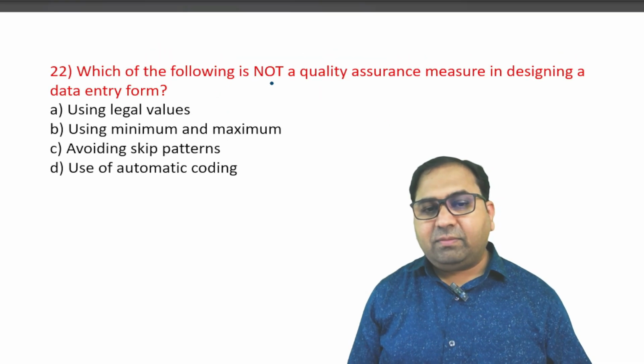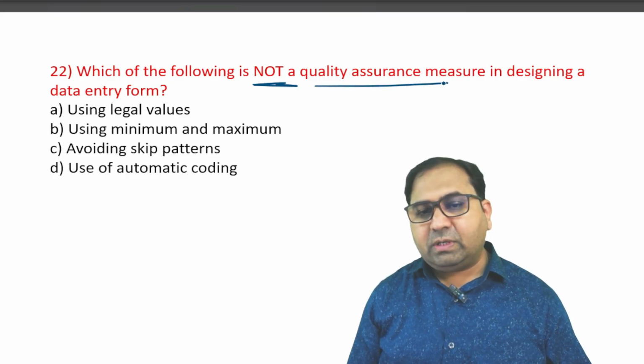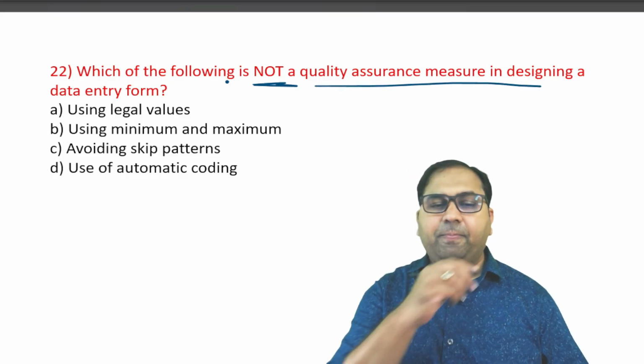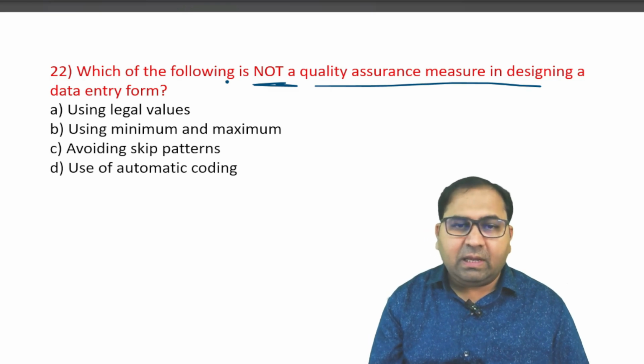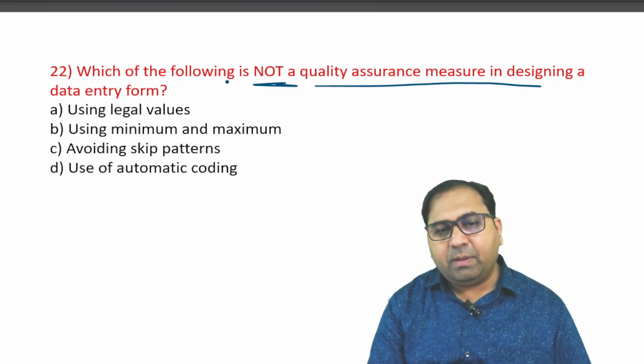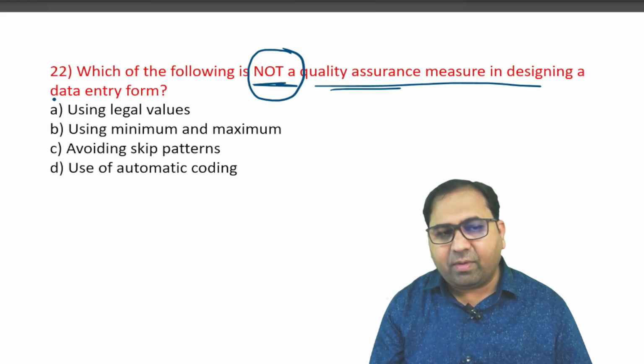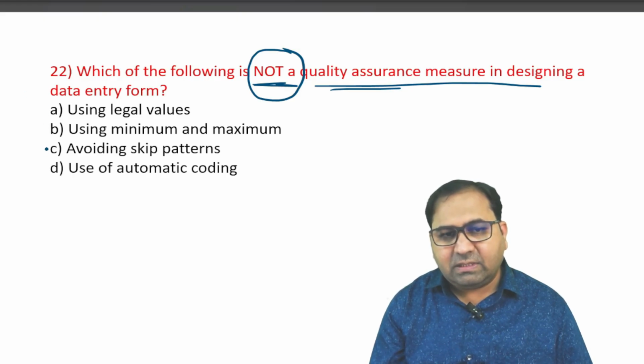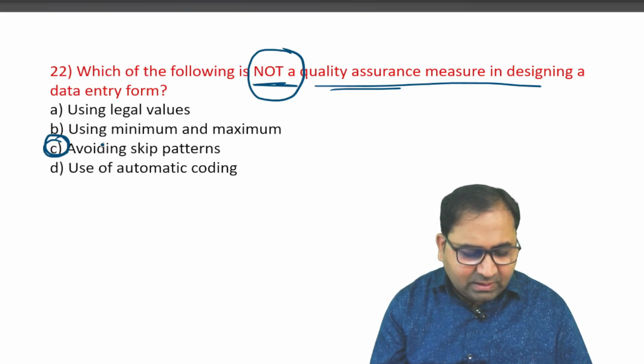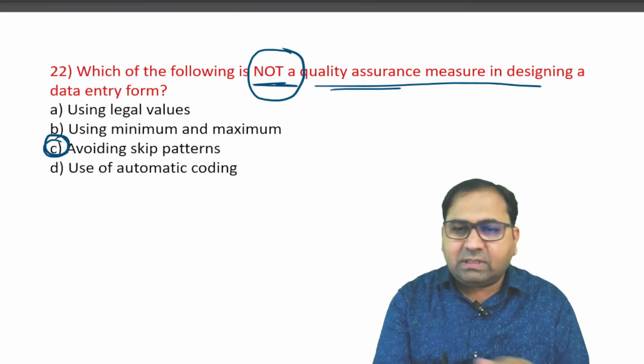Next question. Which of the following is not a quality assurance measure in designing a data entry form? Options are A, using legal values, B, using minimum and maximum, C, avoiding the skip patterns, or D, use of automatic coding. This is a repeated question. We have seen this previously. Here they are asking which is not a quality assurance measure in designing a data entry form. So the answer for this question is avoiding skip patterns is not a quality assurance measure. You always allow the skip patterns.